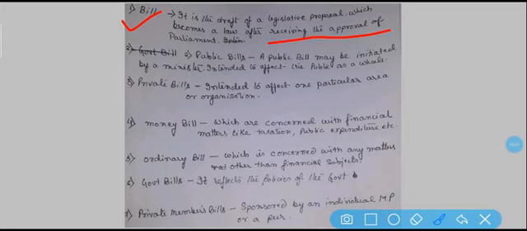It means some discussion, some important things, or you can say some important suggestion, is given. After the suggestion is given, it is discussed in the parliament, and when it gets approval from the parliament and the president, it becomes a law. This is known as a bill.